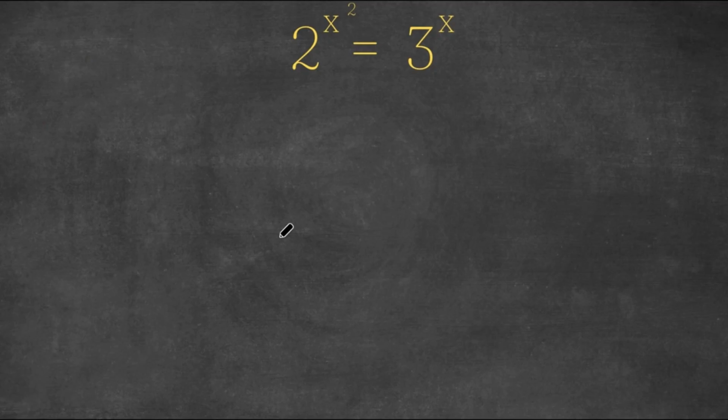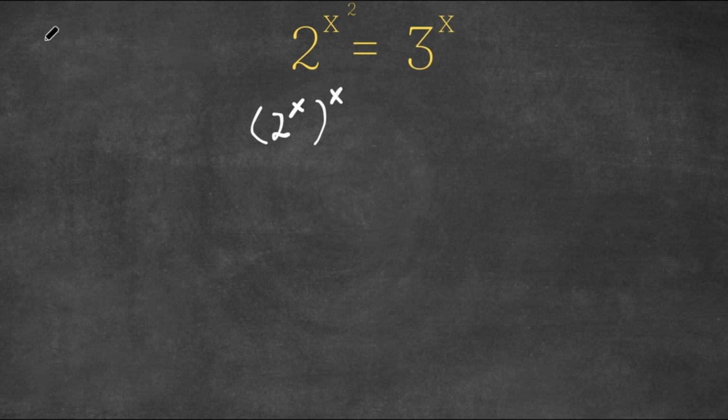Hey guys, welcome back to Click Academics. In today's video, I'm going to be teaching you guys how to solve this exponential equation. So we have 2 to the power of x squared is equal to 3 to the power of x. And what I'm first going to do is rewrite 2 to the power of x squared as 2 to the power of x to the power of x.